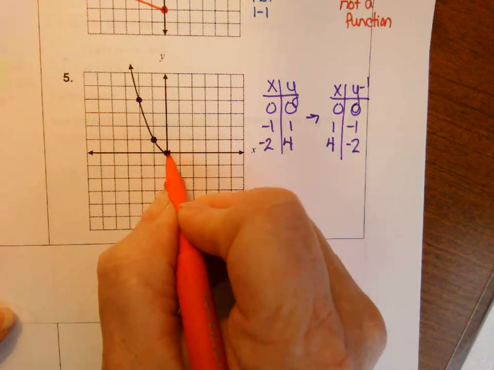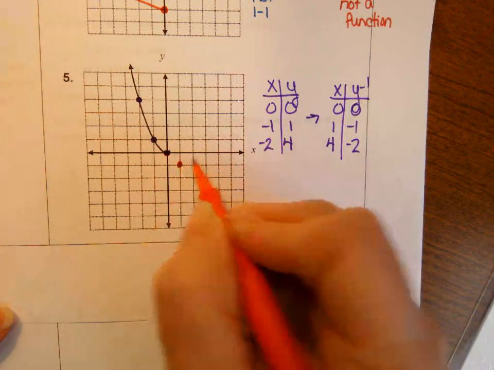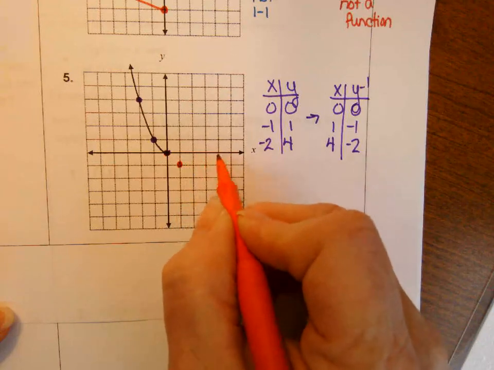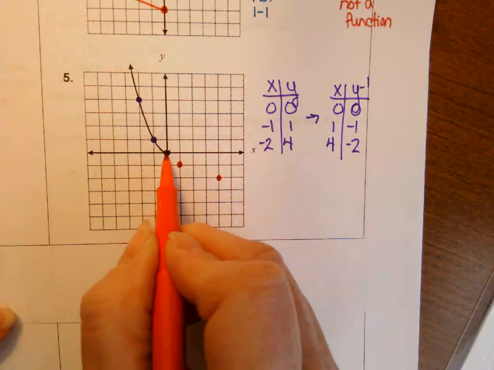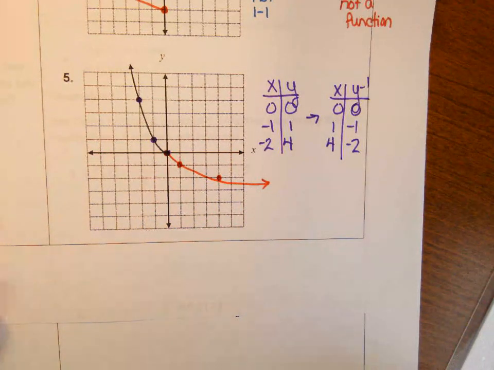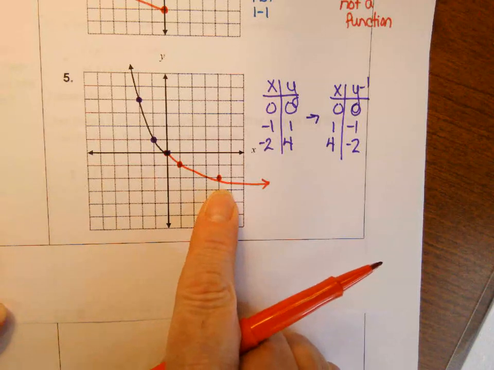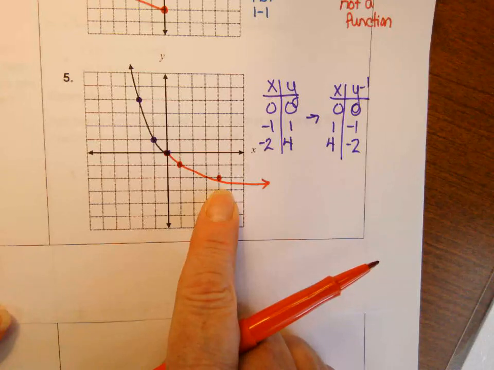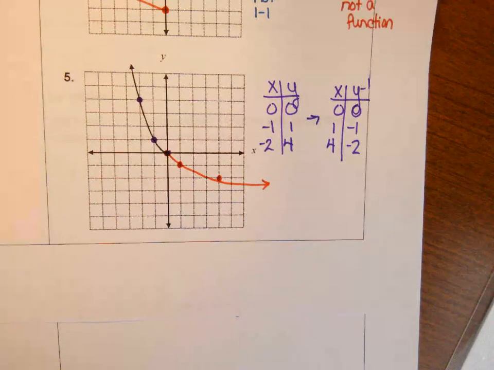Let's see, (0, 0) will stay the same. (1, -1), (1, 2), (3, 4), (-2). And this has to be a curve. Didn't quite hit my point, but you do the best you can. This time the inverse is a function. These are both functions. That's important.